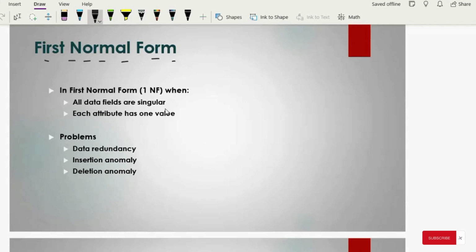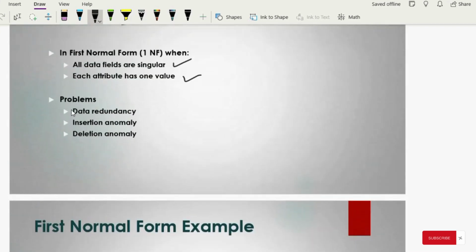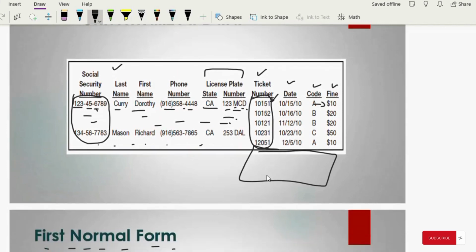In the first normal form, all the data fields are singular, and each attribute has only one value. We don't have plural information. They are repeated once, and each attribute has one value. Let me show you first, and then I'll bring you towards the problems of first normal form. So can you see here, we created a database in which we made the ticket number our unique key. Can you see here the initial information? Social security number was the unique key, right? But now we made ticket number the unique key, because it will be repeated only once, and it will not have any empty records in front of it.